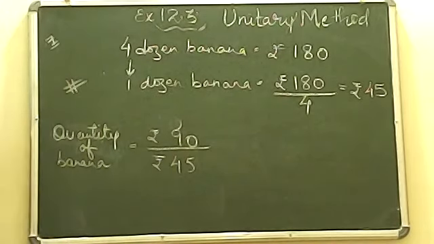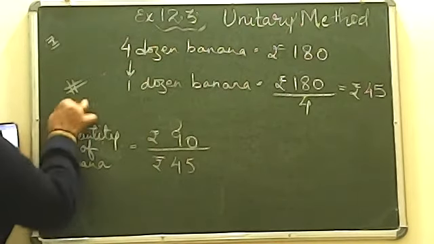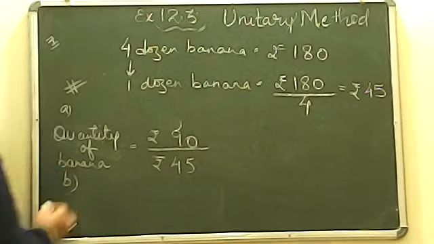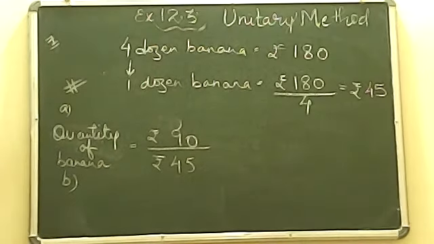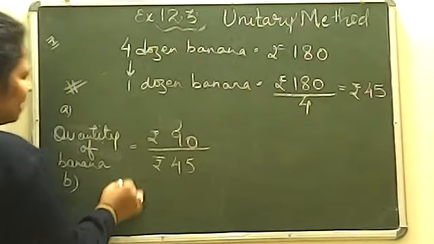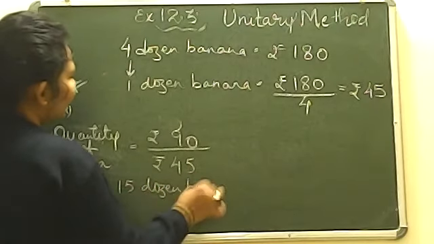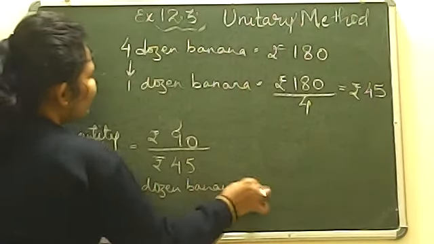Now suppose somebody is asking, I have asked you one more question. The B part of this question: I asked you how much 15 dozen bananas will cost. So now look here, 1 dozen bananas is rupees 45. So 15 dozen bananas, it means 1 to many you are doing. So 1 to many you will simply multiply.